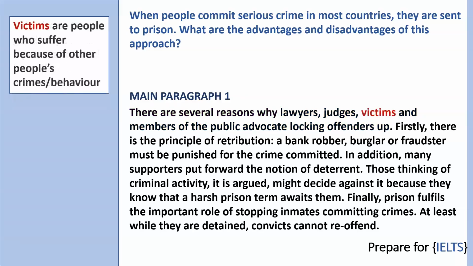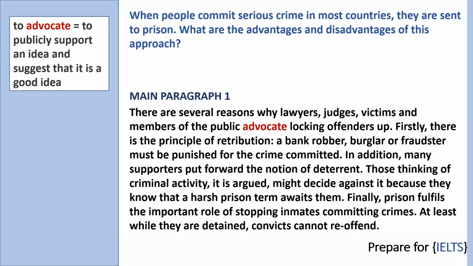Victims are people who suffer because of other people's crimes or behavior. We sometimes refer to a victimless crime, or the fact that there is no such thing as a victimless crime. To advocate means to publicly support an idea and suggest that it is a very good idea.